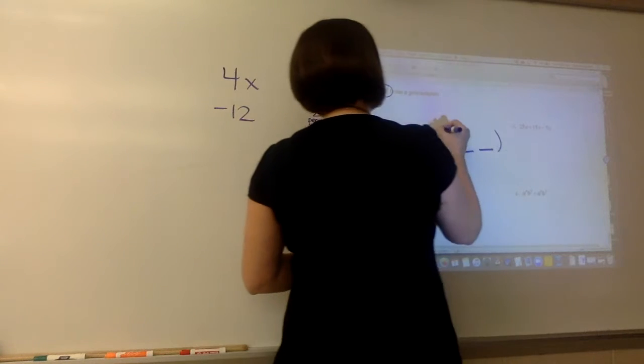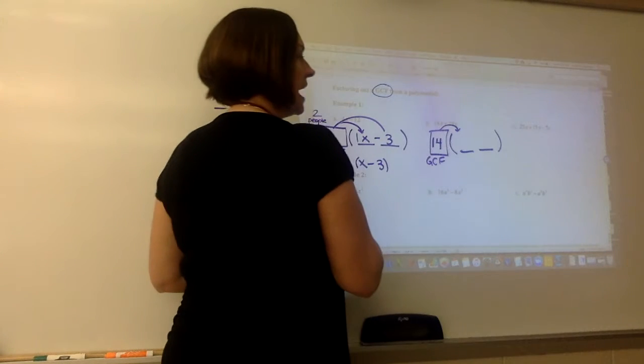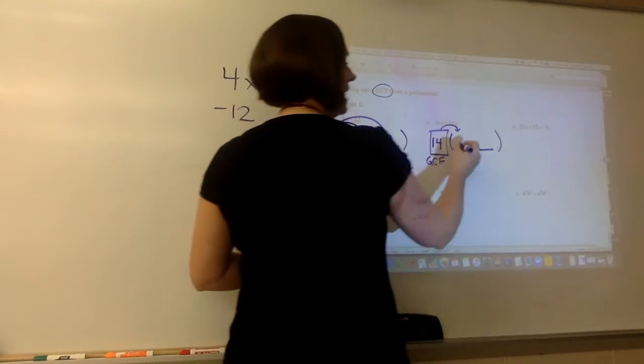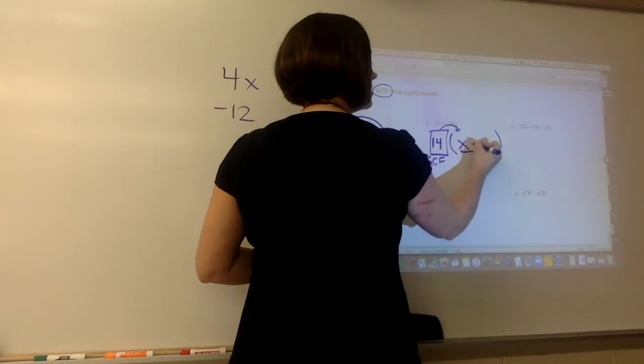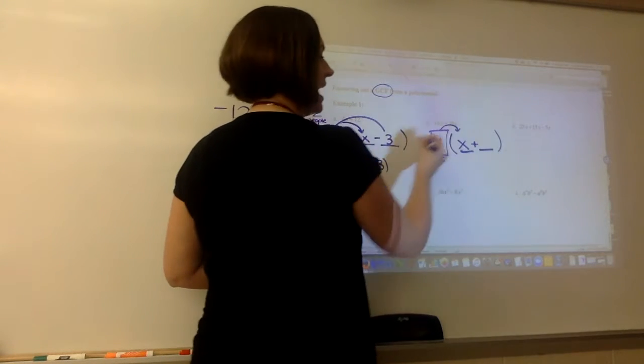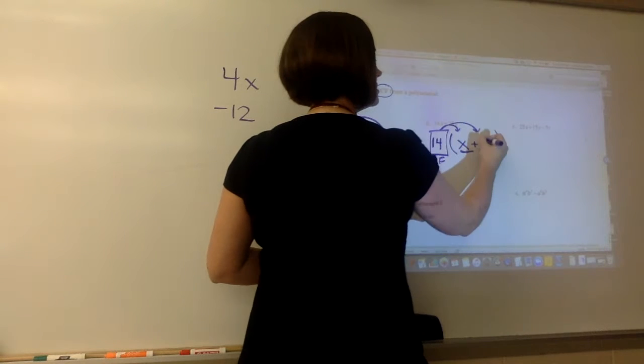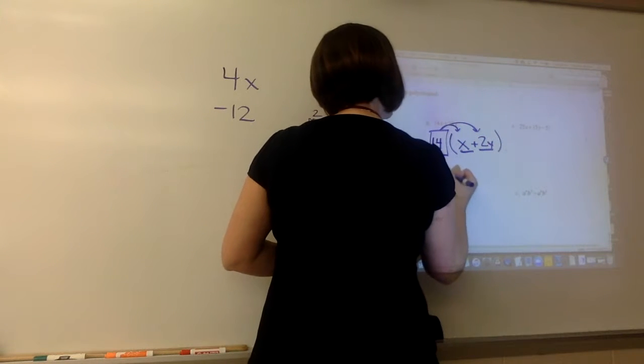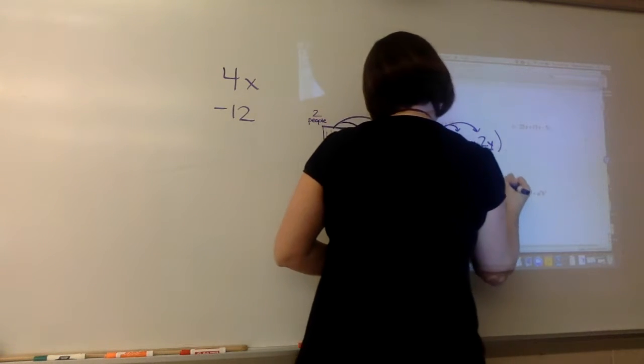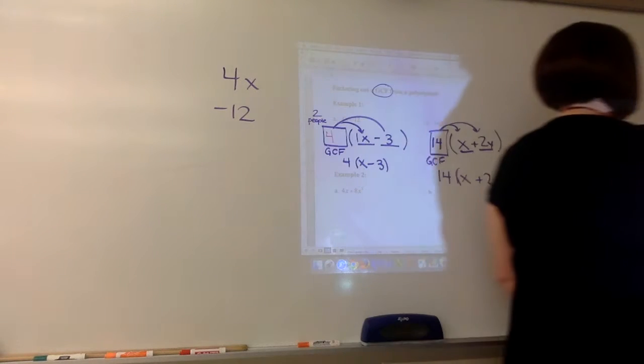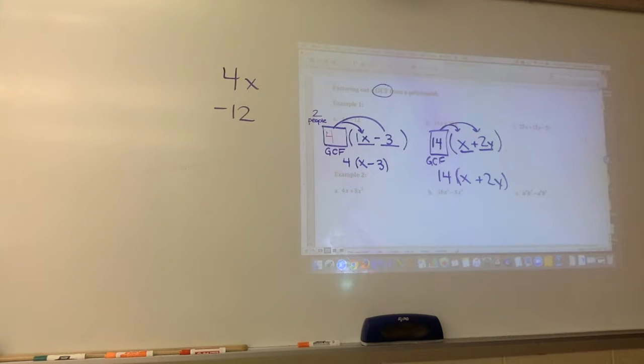So now I ask myself, 14 times what is 14x? 1x plus 14 times what is 28? 2y. So the answer is 14 times x plus 2y. Are we okay with that? Yes or no? This is as hard as it is. This is it.